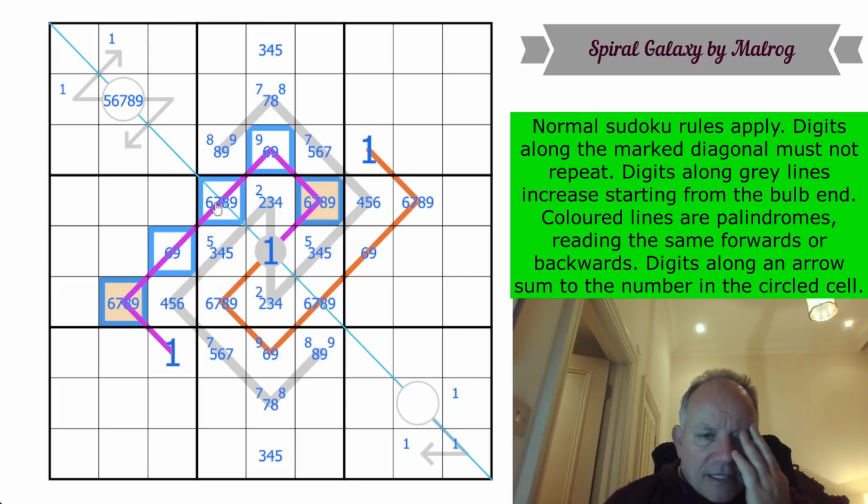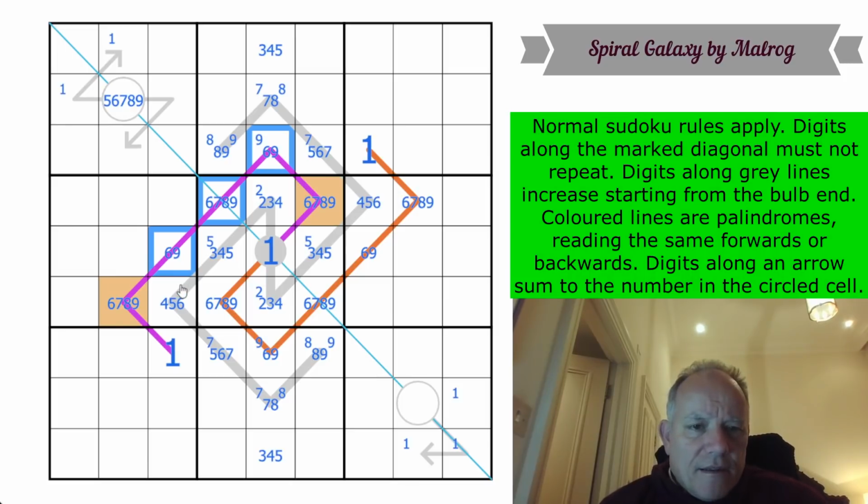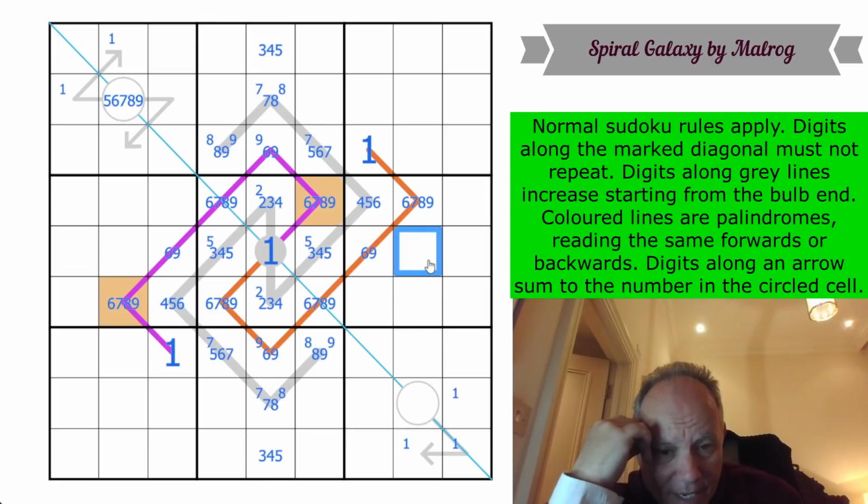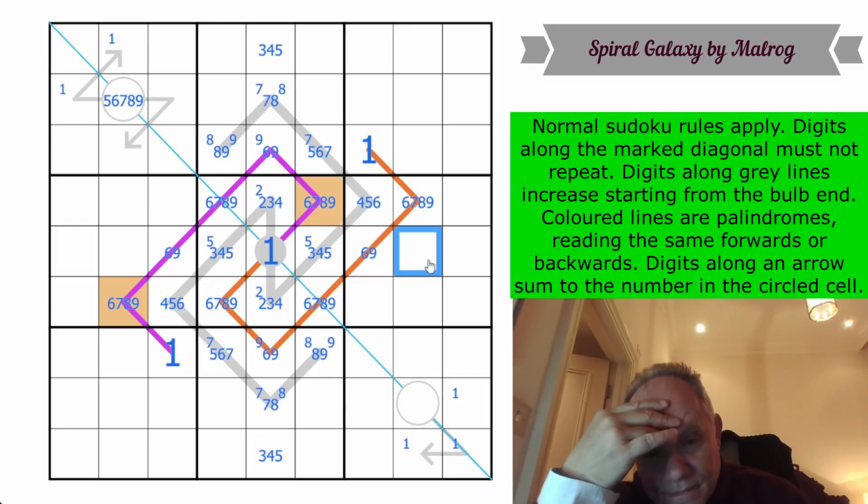Because actually that's not necessarily true. These 3 could all be the same, I think. So there might only be 2 different high digits on that arm of the galaxy, on that palindrome. Crumbs, I'm not spotting something going on here. What is happening here that I can't see? Just need to think of something that I'm being told.